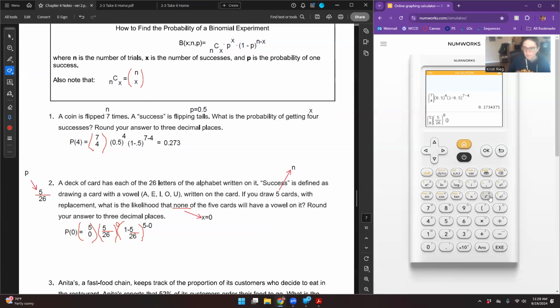Times 1 minus 5 out of 26. Now I just typed in 1 minus 5 divided by 26. Make sure it looks like this. Don't have the 1 on top. We want the 1 on the bottom. And we want that to be raised to the 5 minus 0 power.